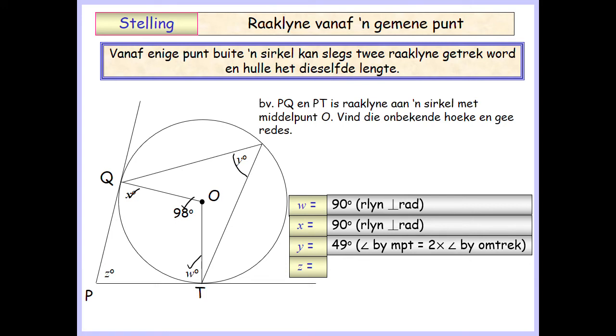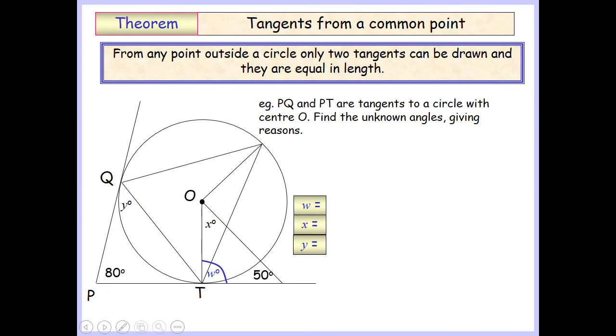Nee, wiskunde is maklik. Som van die hoeke van 'n vierhoek. Nie 'n koorde vierhoek nie. Alle vierhoeke se binnehoeke is mos saam 360 grade. Agree? Good. You have to. Another one.